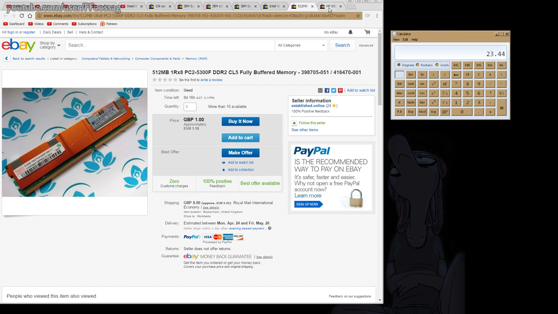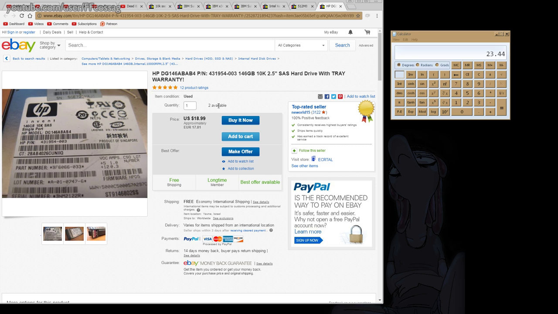And finally, the working parts were used drives, and for those we're competing with $19 or about €18, so we'll add 17.81 euros to that, and we arrive at a total value for the useful parts in the server of €41.25 if we are to remain competitive with the other prices on the internet.